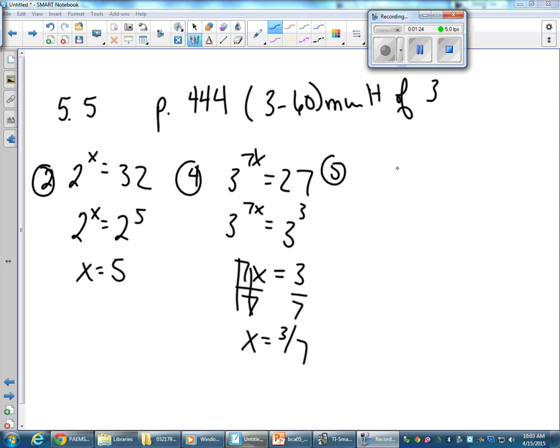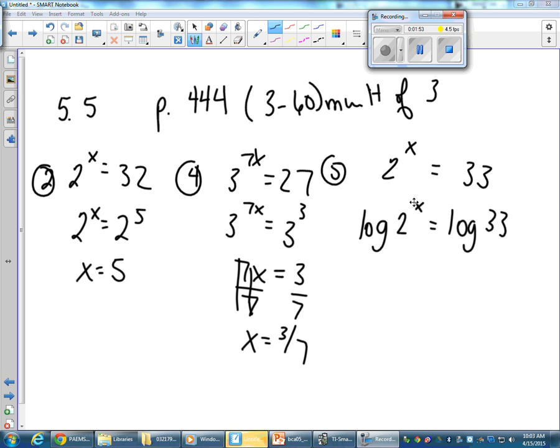Now this one, 2 to the x equals 33. Well, you should know that 33 is not a power of 2, but if you don't know it, you could try. 2 to the 4th is 16, 2 to the 5th is 32, 2 to the 6th is 64, so it's somewhere between 5 and 6. I just don't know where it is. So if I can't find it as a power of 2, I'm going to log both sides. As long as I do the same thing to both sides, I am in good shape. So log of 2 to the x will equal the log of 33.